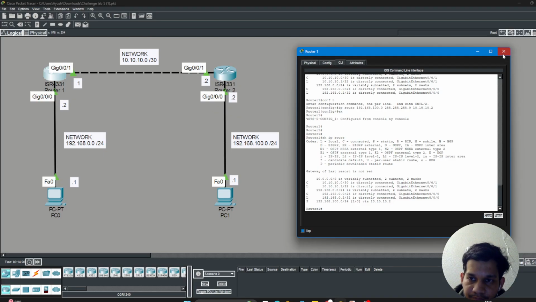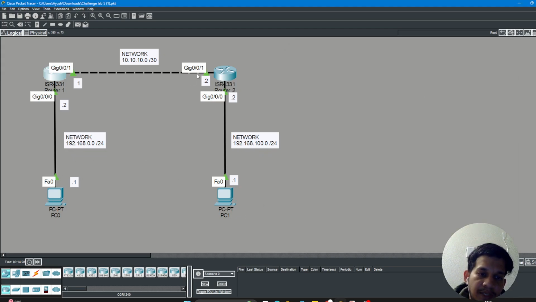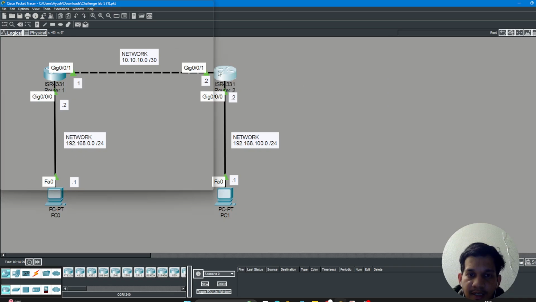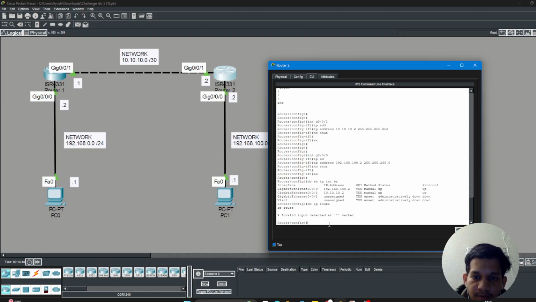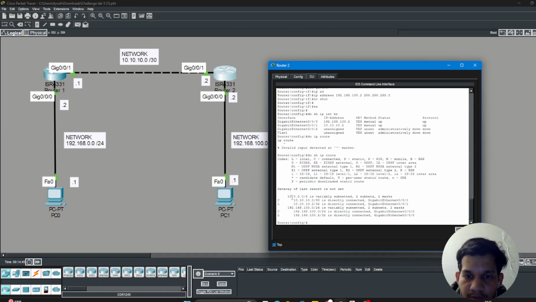Similarly, if PC1 tries to ping PC0, it has no idea how to reach this network. So let's check the routing table on router 2 with show ip route. As you can see, it's connected to the 10.10.10.0 network and the 192.168.100.0 network, but it has no idea about 192.168.0.0/24. So we need to configure an IP route there.